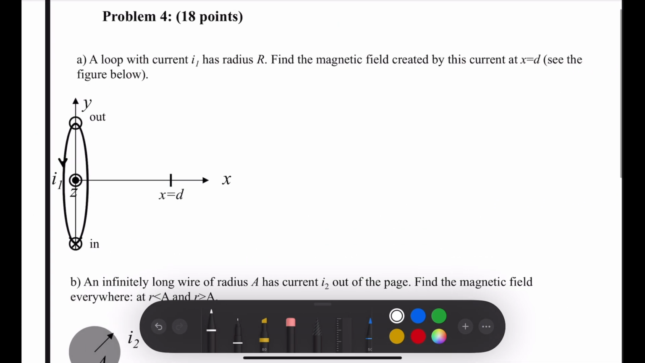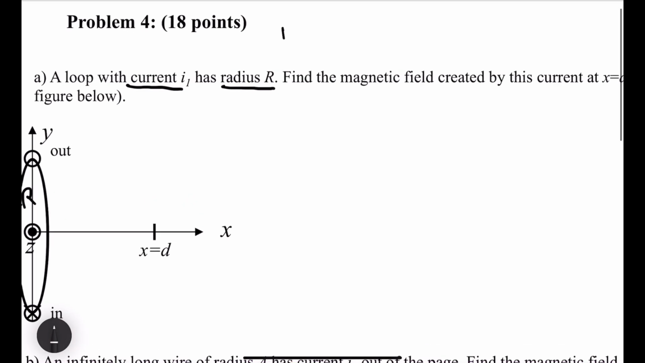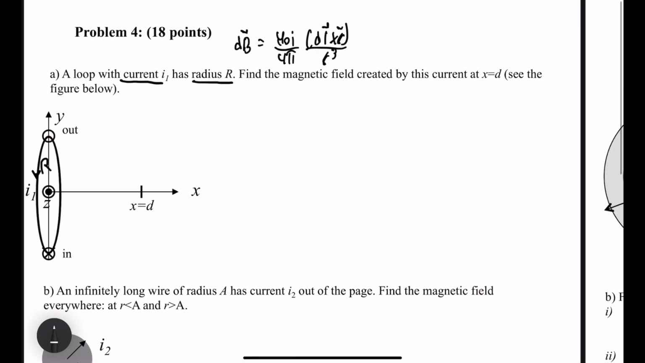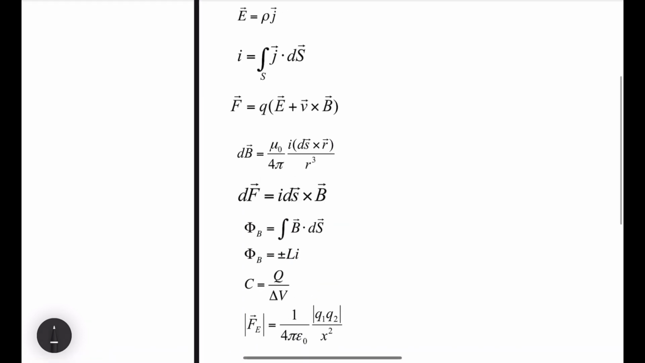So for problem number 4, we have a loop with current I1 and radius R. So this is a radius of R. Find the magnetic field created by this current at x equals d. For this one, this isn't an infinitely long wire, so we're going to need to use Biot-Savart's law, which is dB equals mu naught I over 4 pi, ds cross r over r cubed. And I believe these are given in the back. Yes, it's right here.